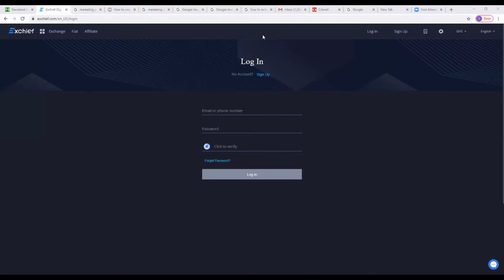Now, today we're going to be looking at spot trading navigation on the EXCHIEF website. And without any delays, let's get started and see how to navigate whilst doing spot trading on the EXCHIEF website. So I'm just going to sign into my account so that we get started.